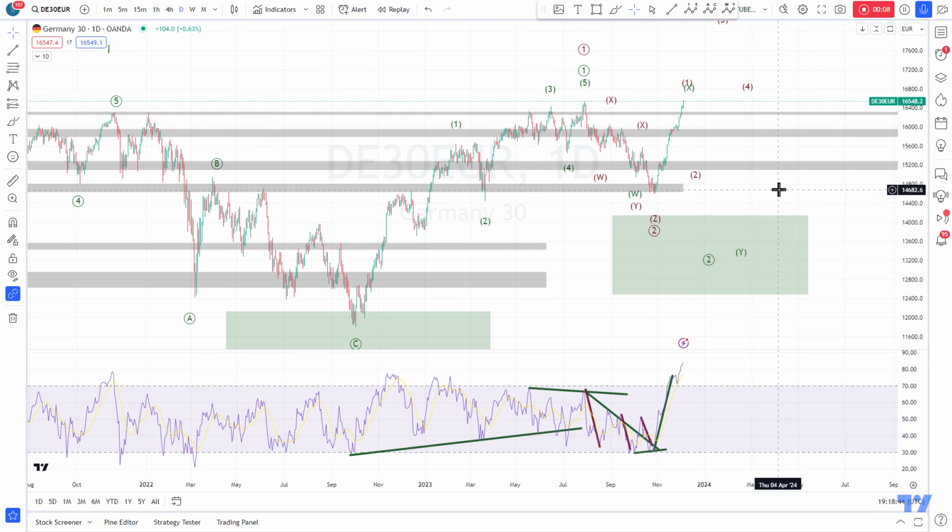For the record, today is Tuesday, December 5th. Time is around 7:15 p.m. GMT. So here we are looking at the daily chart of the DAX and we took out the high right here.